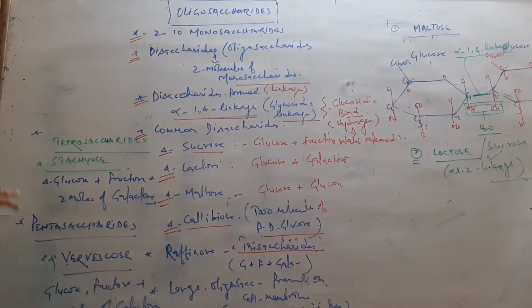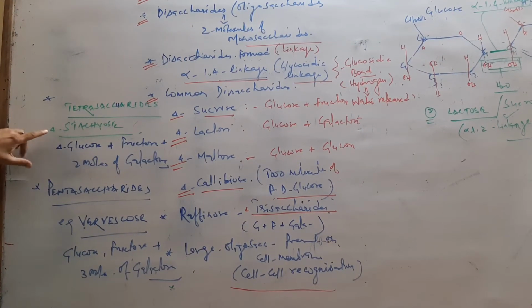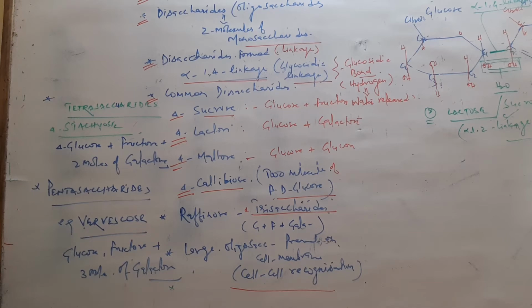Now another oligosaccharide is tetrasaccharide. The main tetrasaccharide is stachyose. Stachyose contains glucose, fructose and 2 moles of galactose. And another is pentasaccharide. The pentasaccharide is verbascose, which contains glucose, fructose and 3 moles of galactose.